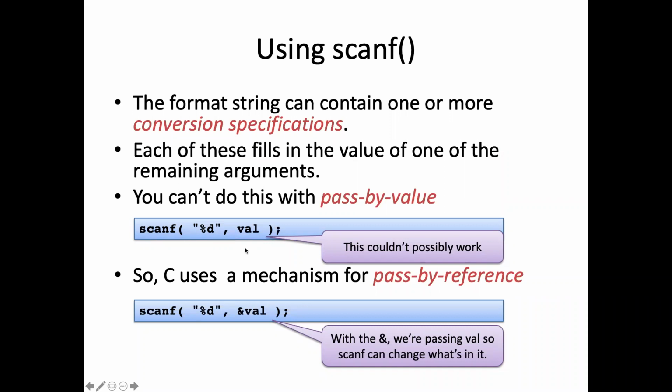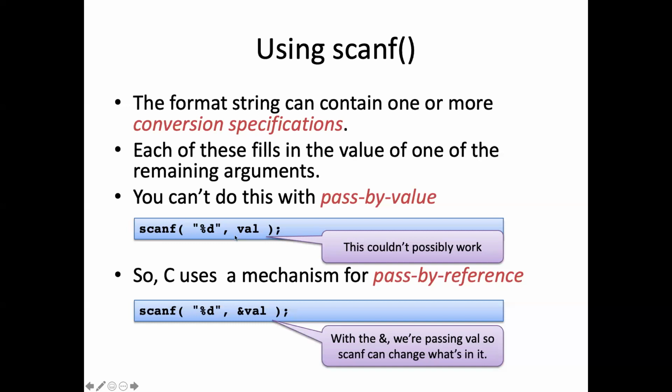But you can't actually do it like this first example. In C, variables or values are passed by value to a function, just like they are in Java. So when you call a method in Java, if you pass it a bunch of parameters, the method gets copies of those parameters' values. C works the same way. So if you called scanf with a format string saying read a decimal integer, and gave it a variable val where you want that stored, the problem is scanf can't actually change what's in this variable. It just gets a copy of what's in the variable, just like Java does.